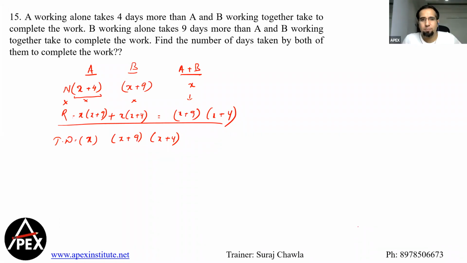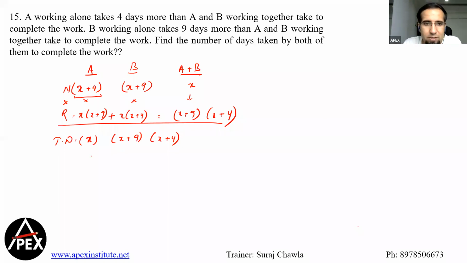Quick responses, please. Efficiency of A plus efficiency of B is equal to the combined efficiency of A and B. Guys, am I audible? Please respond. Okay, great. So let's equate them, guys.